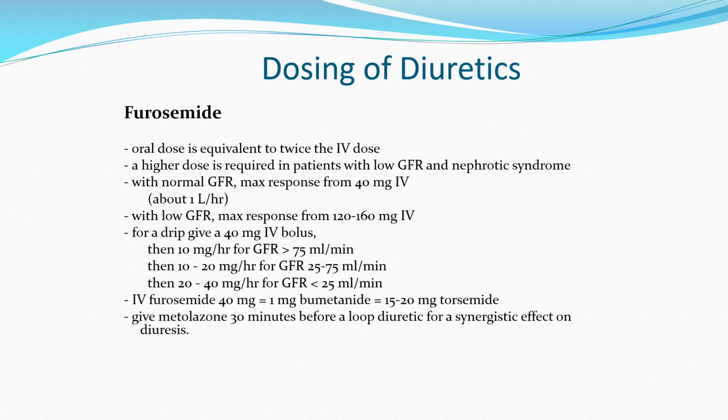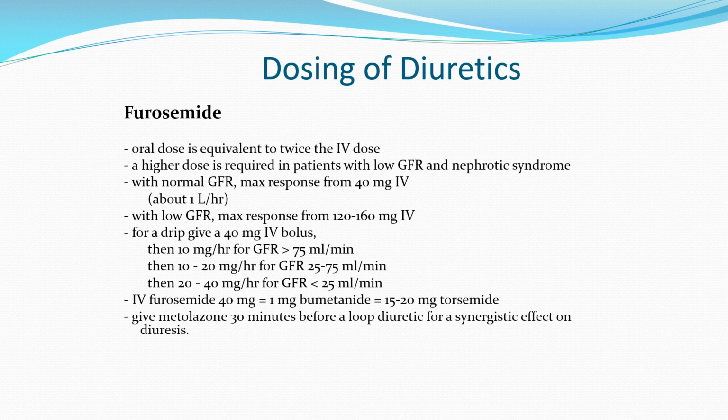In someone with nephrotic syndrome, the furosemide is bound to the albumin that's lost in the urine, so the tubules see less of the furosemide that you give them, and so a higher dose is required to achieve the same effect as you would in someone without nephrotic syndrome. With normal GFR, a maximal response would be expected from giving 40 milligrams IV of furosemide, which should yield about a liter per hour of urine output. With low GFR, the maximal response will be from 120 to 160 milligrams IV of furosemide.